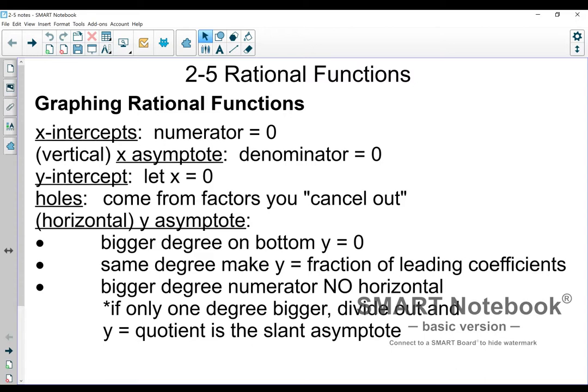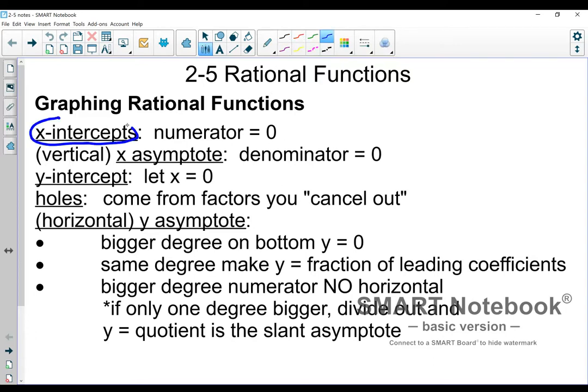2.5, rational functions. So rational functions is something that we've already worked on a little bit this year. We did it last year in Algebra 2 as well. So we're just going to make sure we understand all the different kinds of graphs today and review everything. So the first thing we worry about when graphing is our x-intercepts.